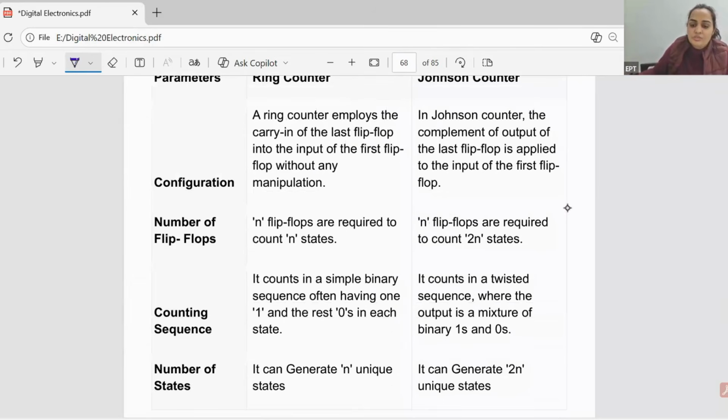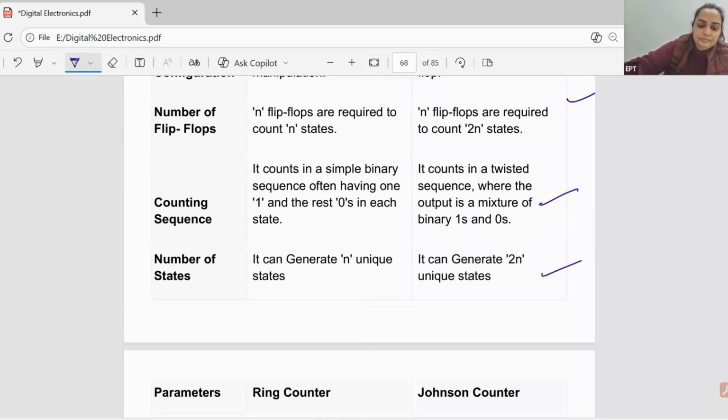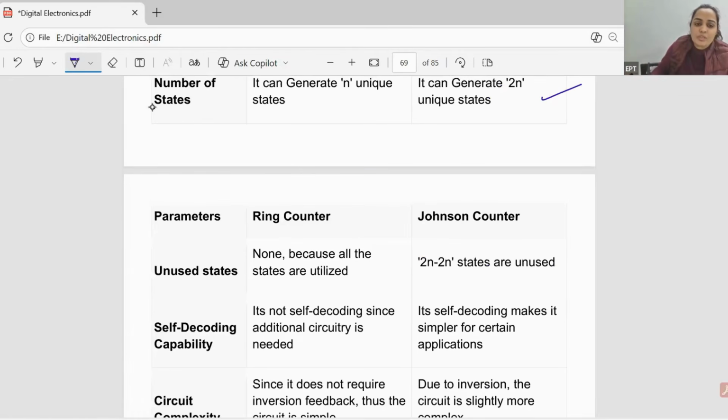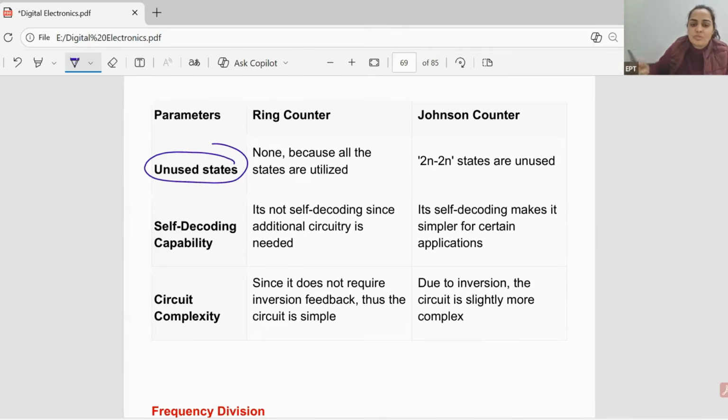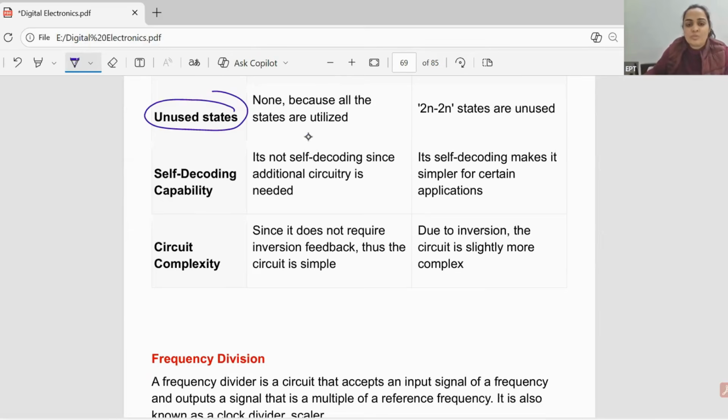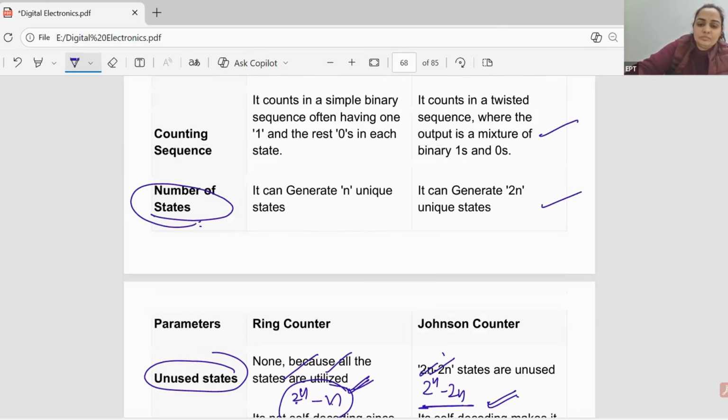Here you can go through the differences, okay? This point is important, number of states. The number of unused states is nothing but 2 raised to power n minus the useful states. 2 raised to power n we have possible, minus n. Here for Johnson it is going to be 2 raised to power n minus 2n. Okay, this is correct. This statement is correct.